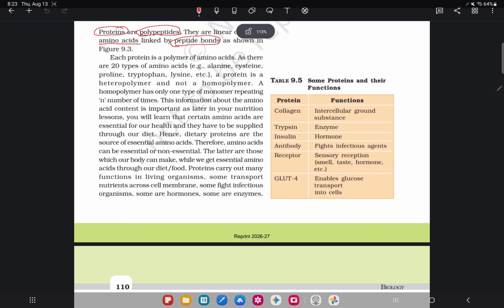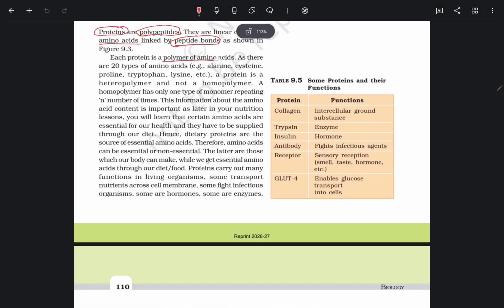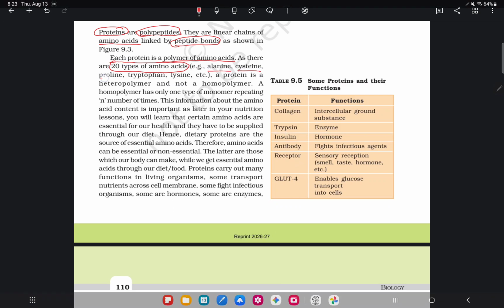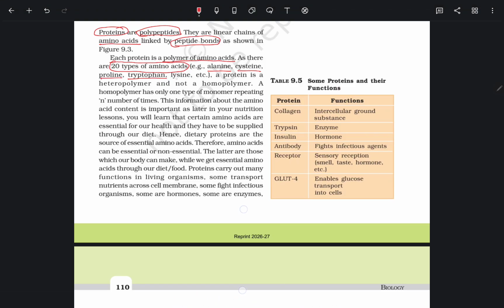Each protein is a polymer of amino acids. There are 20 types of amino acids: alanine, cysteine, proline, tryptophan, lysine. A protein is a heteropolymer and not a homopolymer.